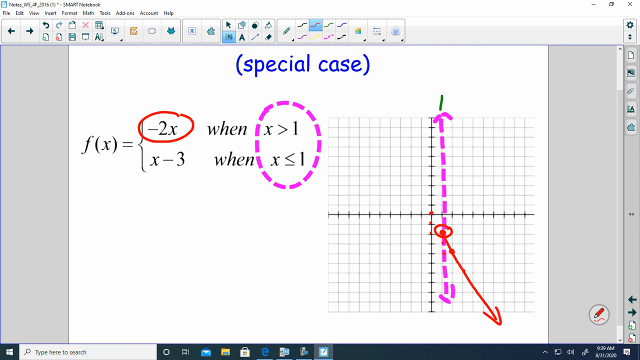And on my second equation, I'm going to go ahead and graph this one. So that has a y-intercept of -3 down here. I'm going to go up 1, right 1. So now I'm going to put a solid dot. And that looks just like that. And those are my two piecewise functions.